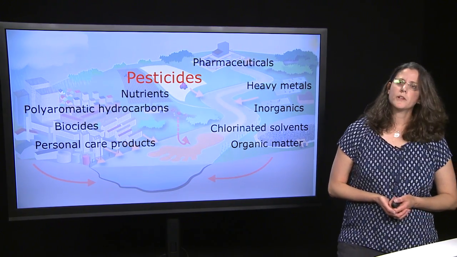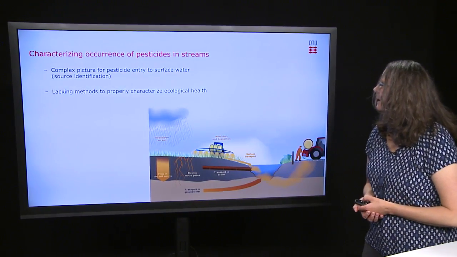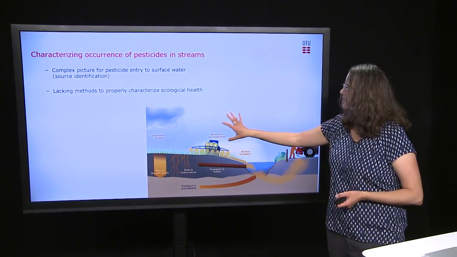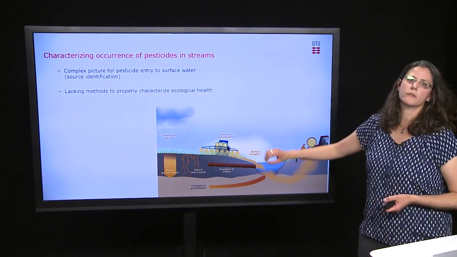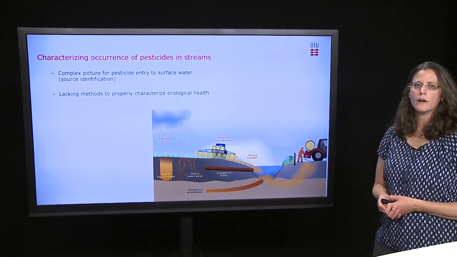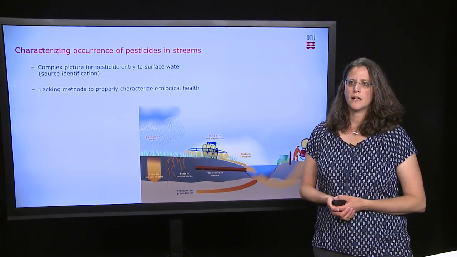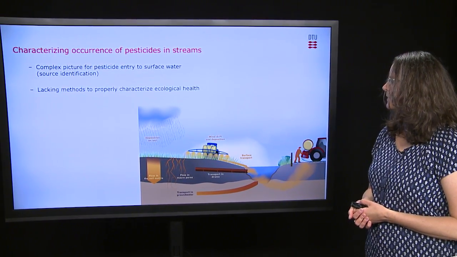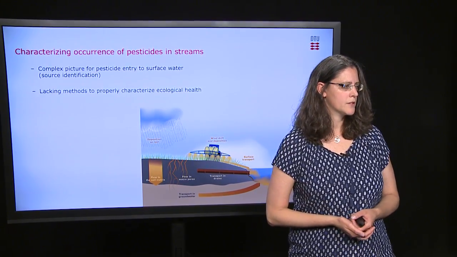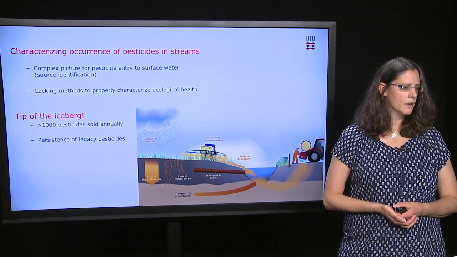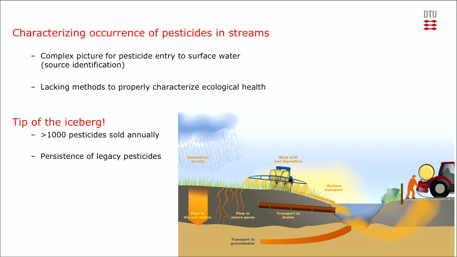If we take a look at our research with respect to pesticides, we've been trying to characterize the occurrence of pesticides in streams. And it's really a very, very complex picture for pesticide entry to surface water, making it very difficult to identify the sources of the pesticides impacting aquatic ecosystems. And we've also found that we're lacking methods to properly characterize ecological health. But this is just the tip of the iceberg. In fact, over 1,000 pesticides are sold annually in Denmark.